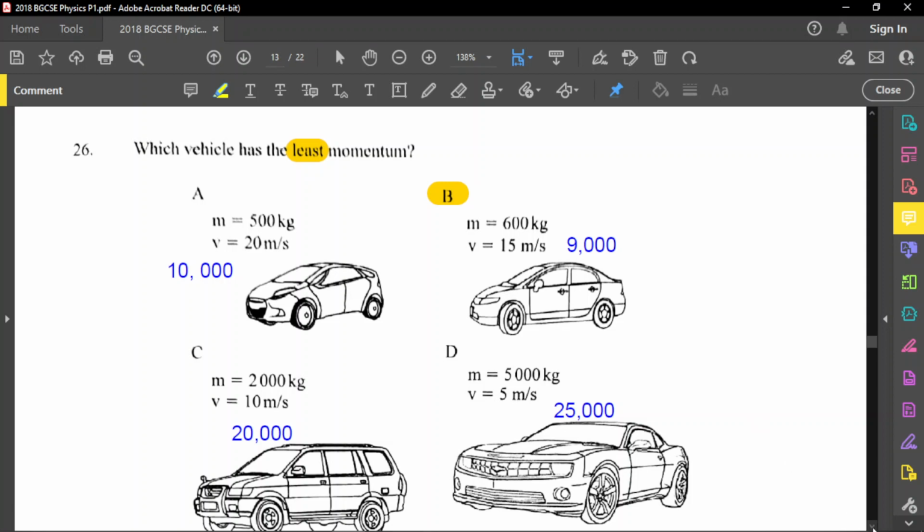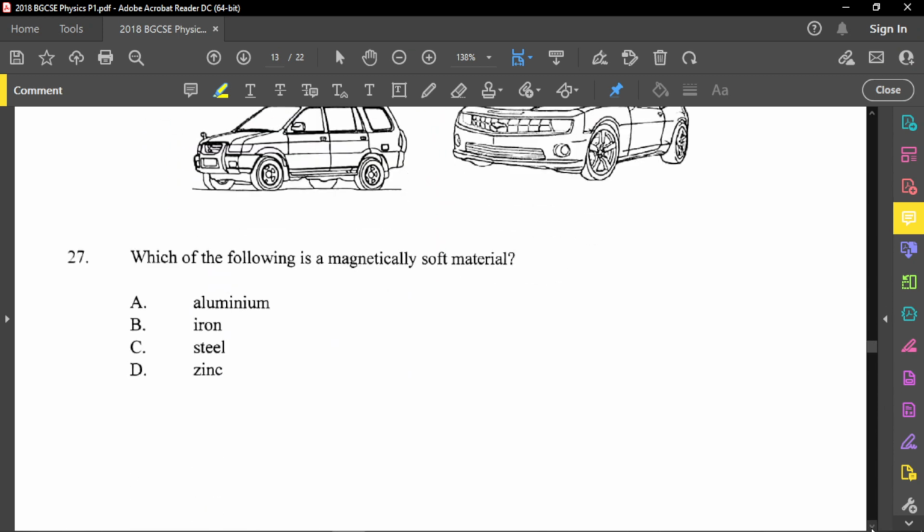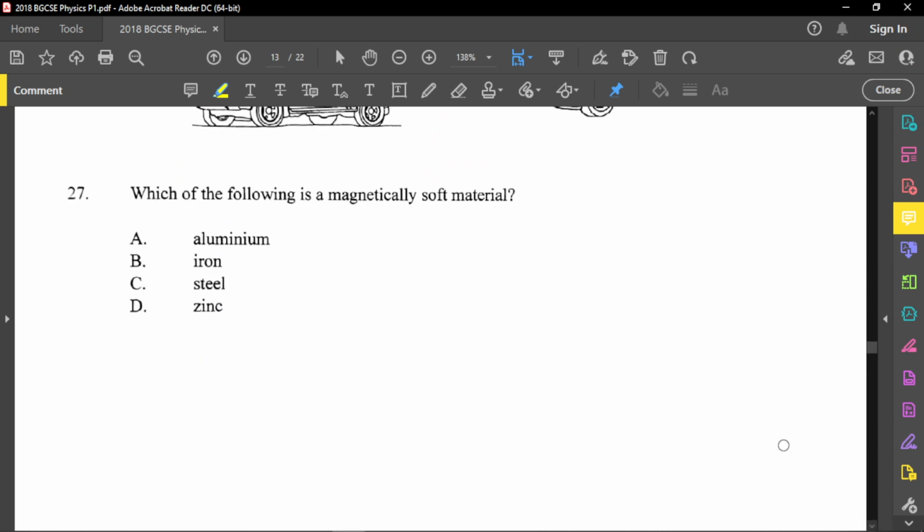All right, so let's go to the next question now. It said, which of the following is a magnetically soft material? Just to cross out some stuff here: aluminum will not form a magnet. Also, zinc will not form a magnet at all. So iron and steel, leave it iron and steel.